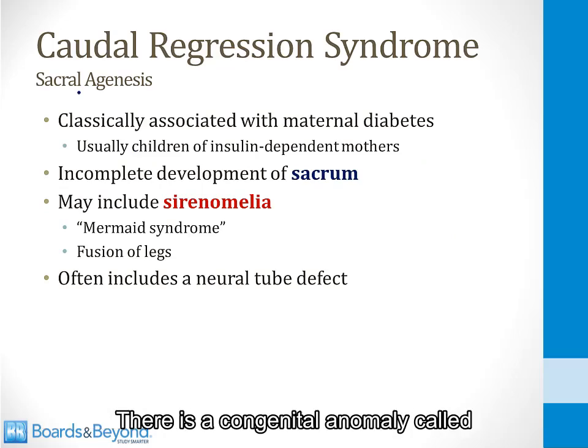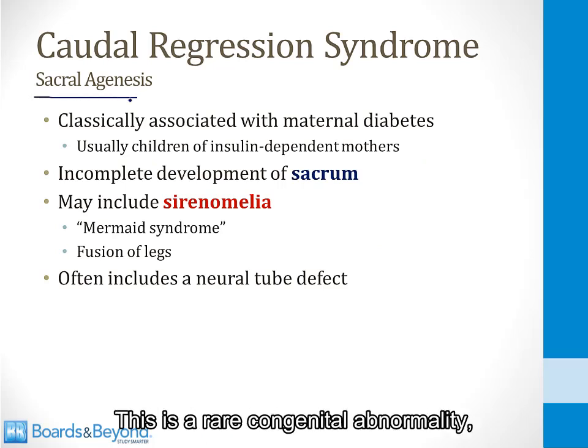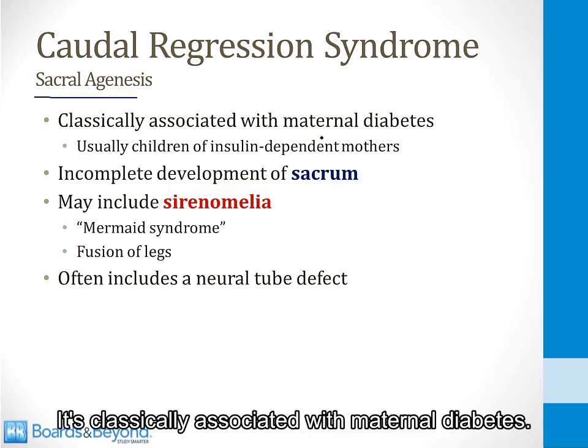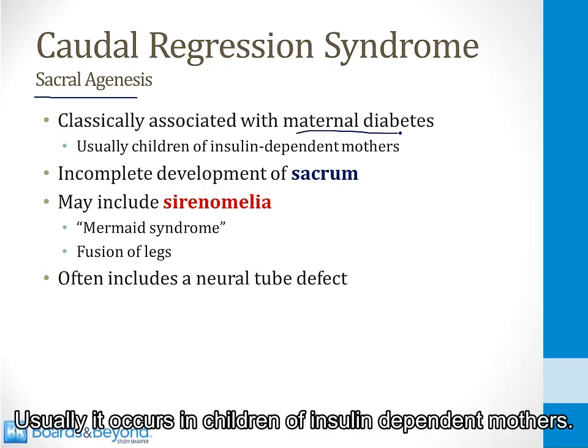There is a congenital anomaly called the caudal regression syndrome. It's also called sacral agenesis. This is a rare congenital abnormality but it's much more common among children born to maternal diabetics. It's classically associated with maternal diabetes. Usually it occurs in children of insulin-dependent mothers.